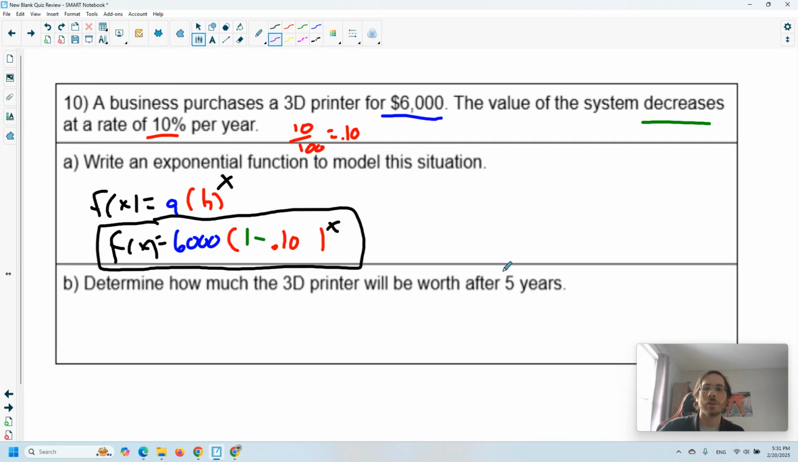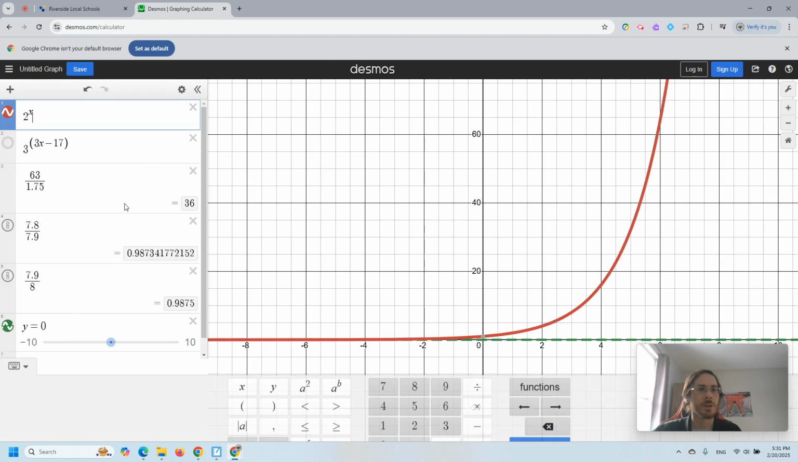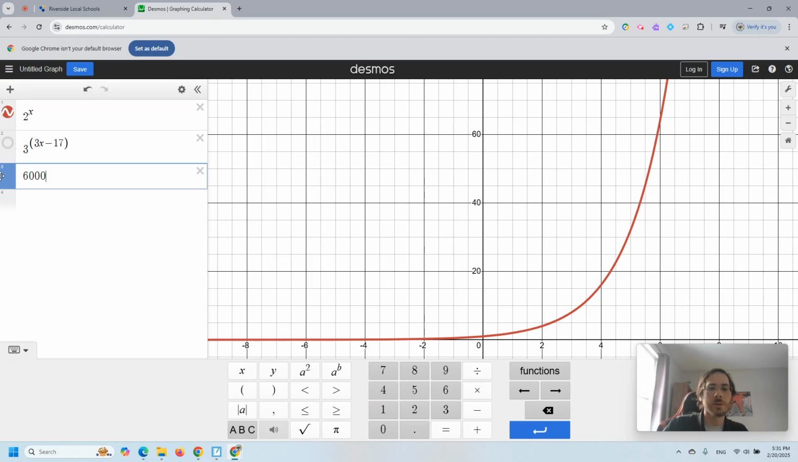Part B, we have to figure out how much it's worth after 5 years. We're just going to plug 5 in for x. So we get 6,000 times 1 minus 0.10 to the 5th power. Now, again, I don't know that one. I'm going to use the calculator to figure that out. All right, so we got 6,000, 1 minus 0.1 to the 5th power. All right, so I get 3542.94.